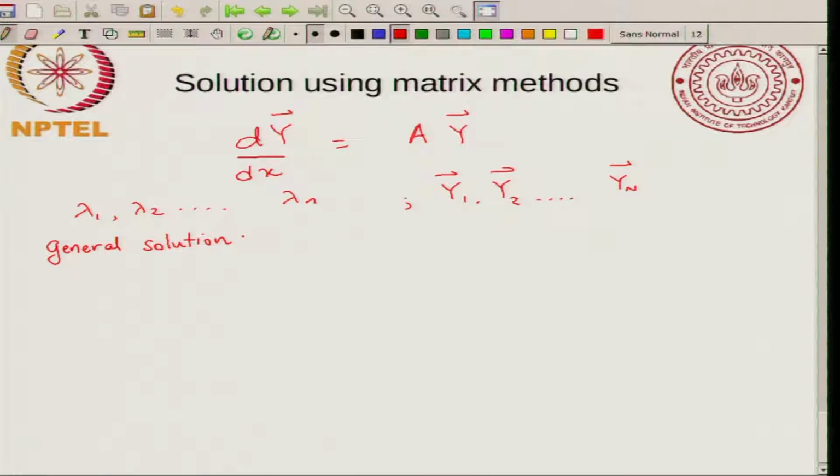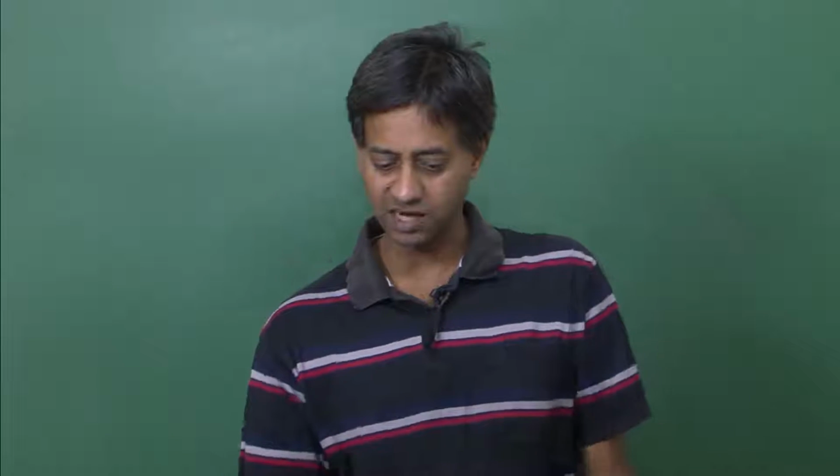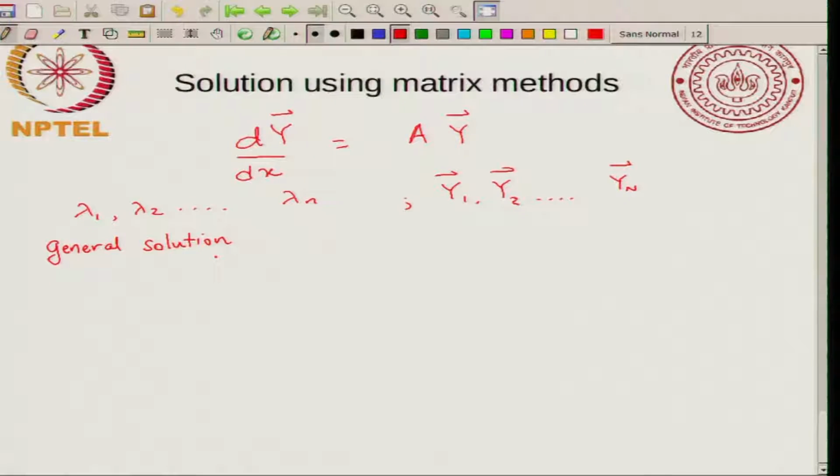Okay. Now what is a general solution? A general solution will have undetermined constants. And it is not hard to show that you can write the general solution as a linear combination of all these eigenvalues multiplied by the eigenvectors.